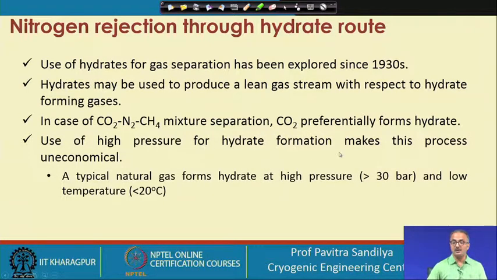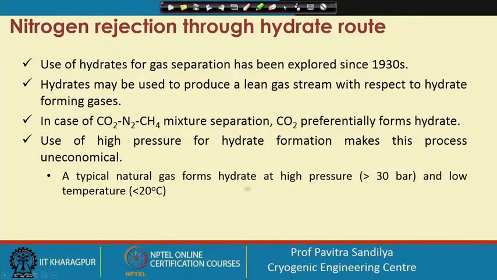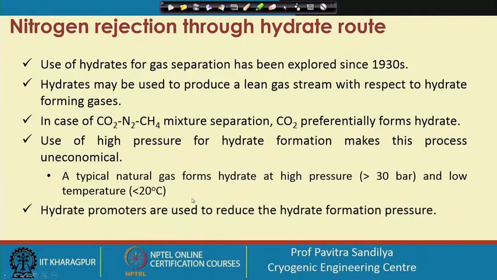In case of a carbon dioxide, nitrogen and methane mixture, carbon dioxide preferentially forms the hydrate, and the use of high pressure for hydrate formation makes this process uneconomical, because we know that hydrate is formed at high pressure and low temperature. To separate carbon dioxide or nitrogen, we need high pressure, and this high pressure has its own challenges. That is why it makes the process uneconomical, and a typical natural gas forms hydrate at a pressure more than 30 bar and at a temperature less than 20 degrees centigrade.